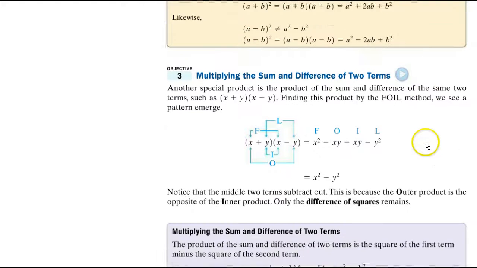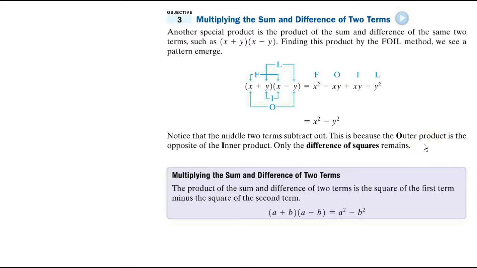Okay, another special product here is the sum and difference of two terms. And let me just build this for you over here. So if we have x plus y times x minus y, notice the terms are the same, but one's plus and one's minus. This is multiplying the sum, this one, and the difference, this one, of two terms. Now we use the FOIL here, but something interesting happens. Let's just do it.